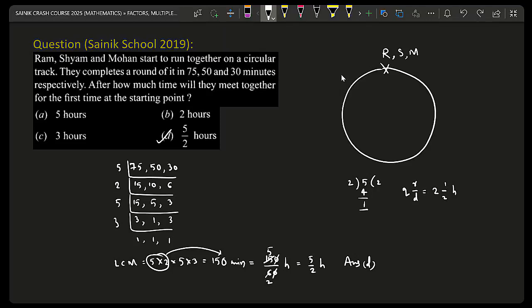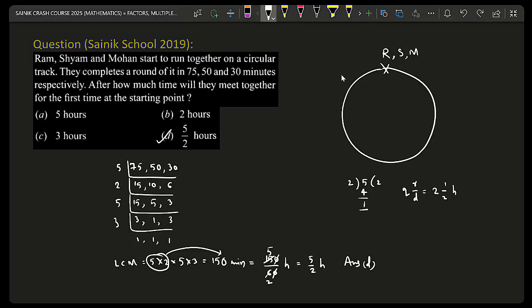150. Yes? What is 150 for 75? Is it a multiple or a factor? Multiple. So the question is creating multiples, right? That means Ram is completing the circle after the multiples of 75. Shyam is completing the circle after the multiples of 50. And Mohan is completing the circle after multiples of 30. Reaching the same point means they should reach at the common multiples only.